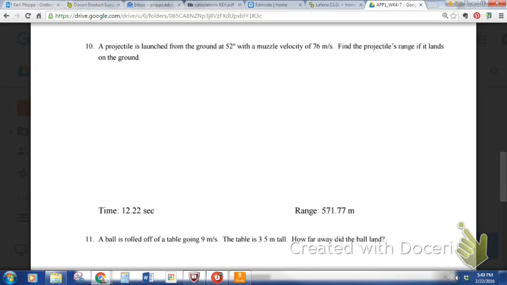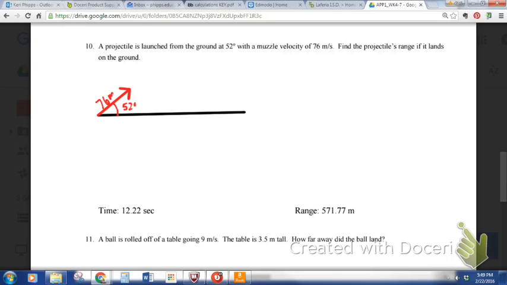Whenever you're starting a projectile motion problem, or really any problem, starting off with a good picture will make your life a whole lot easier. So give me a second here. What we have: a projectile is launched from the ground. It is launched at an angle of 52 degrees with a muzzle velocity of 76 meters per second. Here's your 52 degrees, and here's the 76 meters per second.